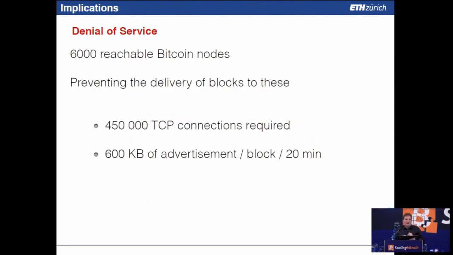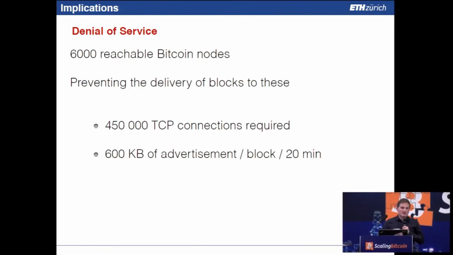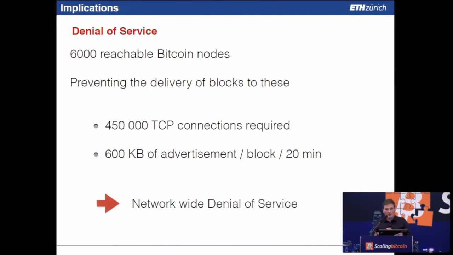The second impact that we would like to point out is denial of service. So if you assume 6,000 reachable nodes, I mean, I know we lost some in the last weeks. If we want to prevent the delivery of blocks and transactions to those 6,000 nodes, I estimated that we need about 500,000 TCP connections, which is not that much. And we only need about 600 kilobytes of advertisements per block every 20 minutes, for the 20-minute timeout. So this is not that much of a requirement for a network-wide denial of service attack against all public Bitcoin nodes.